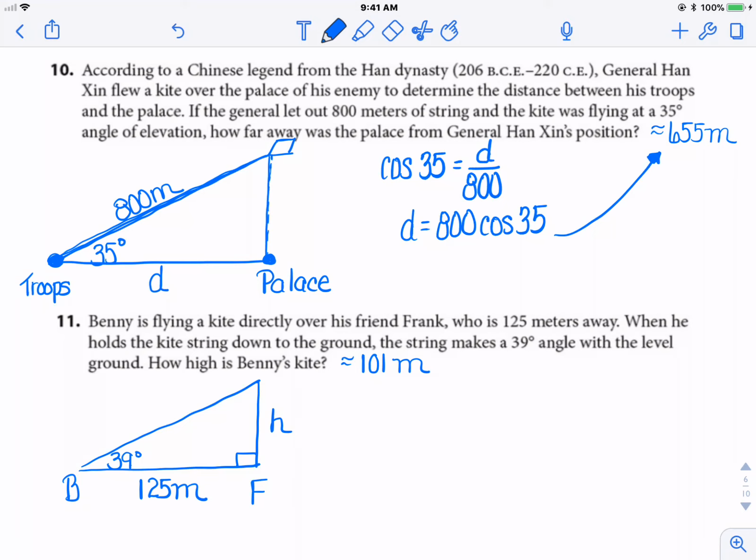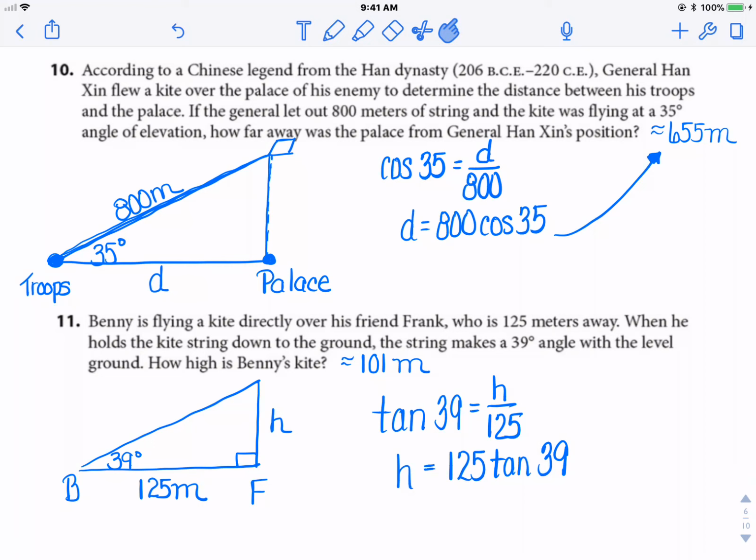In number 11, there's another kite, except this time we know the distance between the two friends on level ground, and we know the angle of elevation that the string makes with a horizontal. So how high Benny's kite is is illustrated. From this one, we can see we'd need a tangent ratio. Tangent ratio from 39 degrees would be opposite over adjacent. So our height's going to be 125 multiplied by tangent of 39 degrees. And again, with some practical rounding.